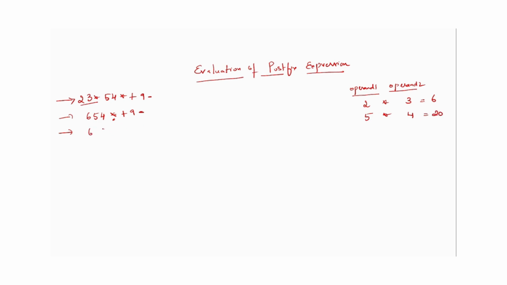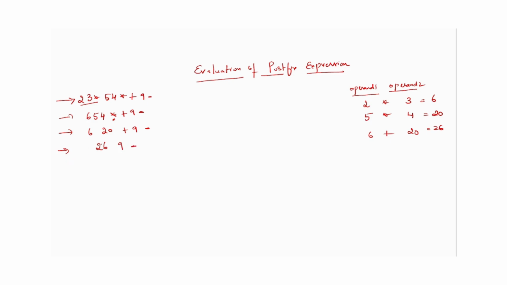I'll say here 6 20 plus 9 minus, again I will scan from left to right here, 6 20 plus, I will stop here. So 20 becomes operand 2, 6 becomes operand 1, 20 plus 6 is 26, right? 26, and I'll say here 9 minus.